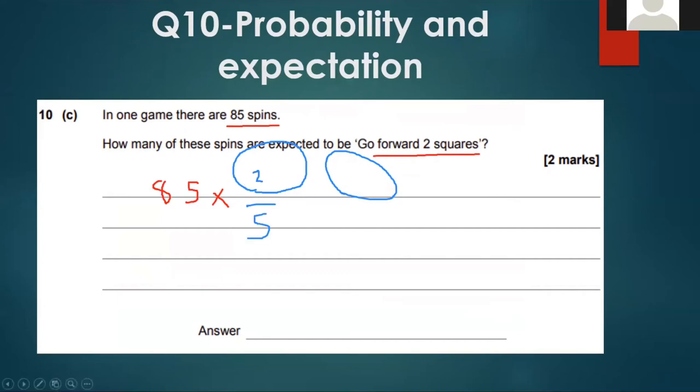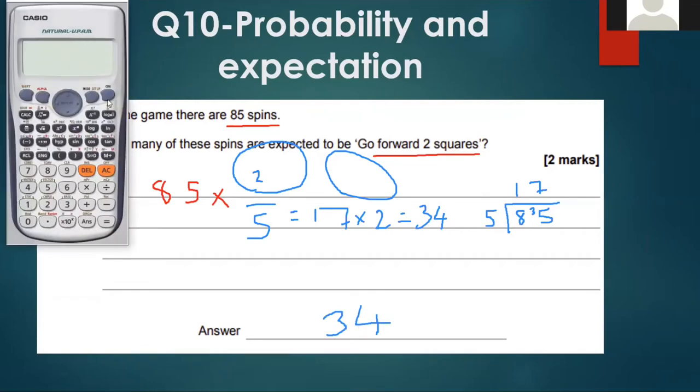Okay, so multiplying that, guys, I can work this one out. 85 divided by 5: how many 5s go into 8 is 1, remainder 3. How many 5s go into 35 is 7. And then I'm going to times my answer by 2. So 17 times 2 is 34. So it's expected to land on go forward two squares 34 times if 85 spins are spun.